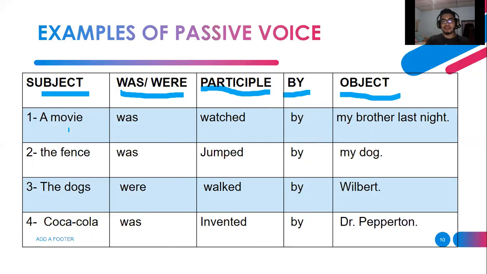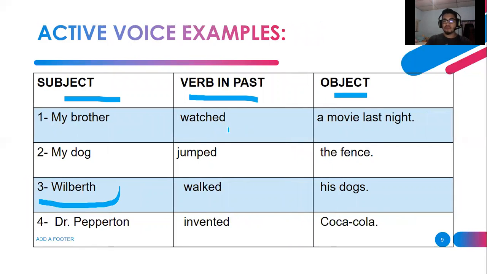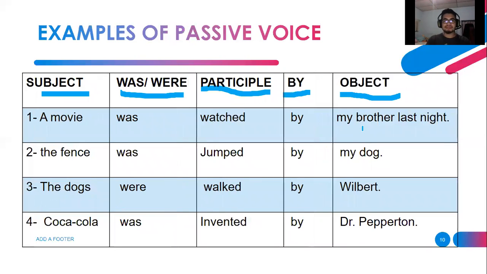Notice this one. A movie was watched by my brother last night. What was the active voice? It was my brother watched a movie last night. What was the subject? My brother. What is the object? A movie last night. But over here we change it. You see that right now I put the movie at the beginning in the subject. Then I use the past form of the verb to be, that in this case is was, because I'm talking about just one movie. The verb in past participle, the word by, and my brother that was the subject that was over here.